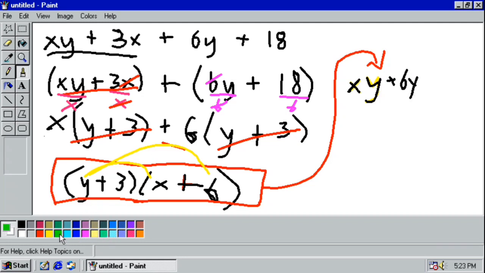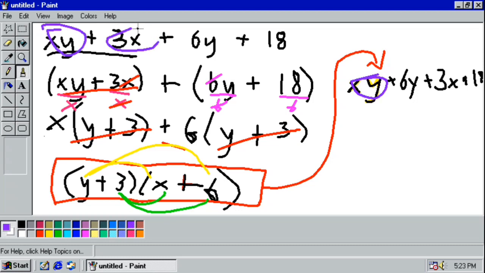Then the middle terms, I mean the inner, 3 times x is 3x. And then the last terms, which is 6 times 3, which is positive 18. So we have all the terms. We have xy, 3x, 6y again, and another 18, which means your answer is correct.